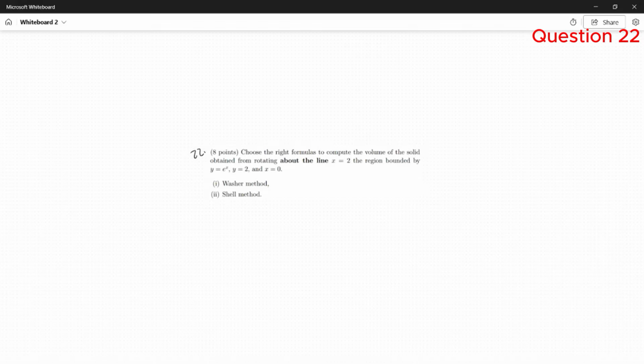Hello, thank you for joining me today. We're going to go over question 22. Choose the right formulas to compute the volume of the solid obtained from rotating about the line x equals 2, the region bounded by y equals e to the x, y equals 2, and x equals 0.